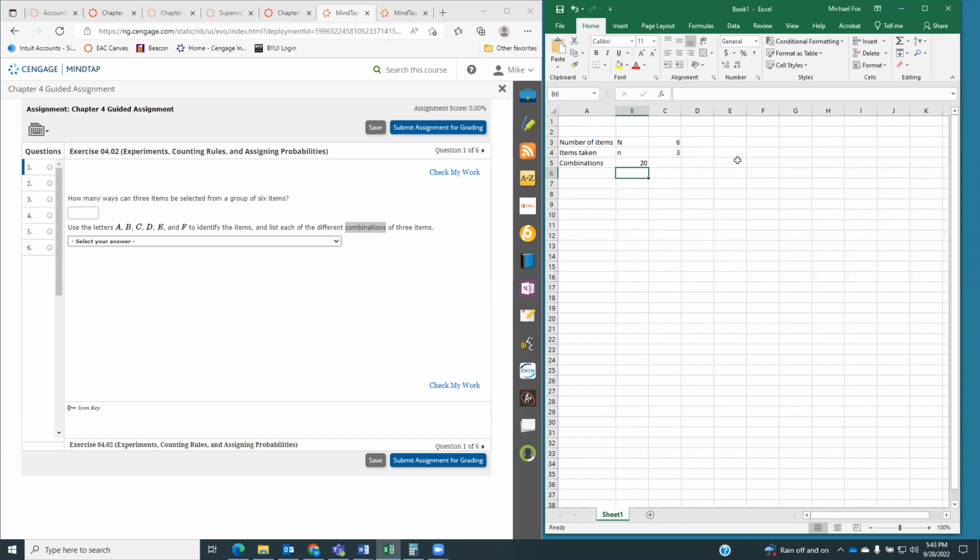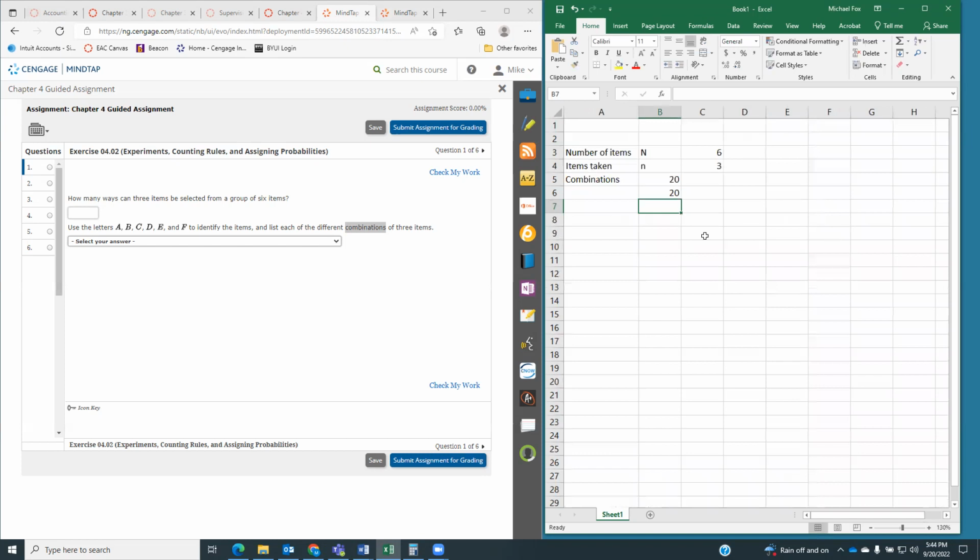Luckily for us, Excel has a function for this called COMBIN for combinations. There you just choose the number, which is the big N, 6, comma, the items taken, which is the little n, 3. That's usually a way easier option for most of us, but I just wanted to show you how the formula works in Excel. You can create your own calculators, but here we have a function called COMBIN for combinations.